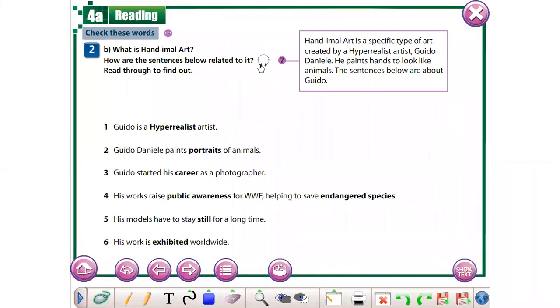Handimal art is a specific type of art created by a hyperrealist artist, Guido Daniele. He paints hands to look like animals. The sentences below are about Guido.